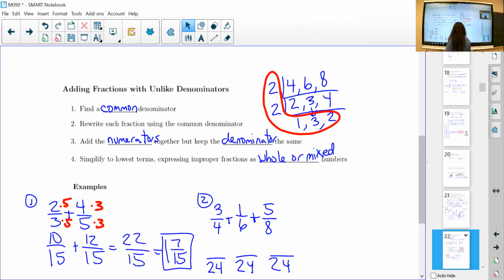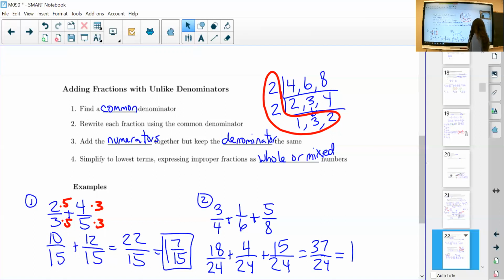I'm going to write my denominators first. Now 4 needs to be multiplied by 6 to get 24. So I multiply 3 by 6 and get 18. Here, times 4, times 4. Here, times 3, times 3. I have 18 plus 4 plus 15. I can do that in one step or two. 18 plus 4 is 22. Plus 15 is 37. So I have 37 24ths.